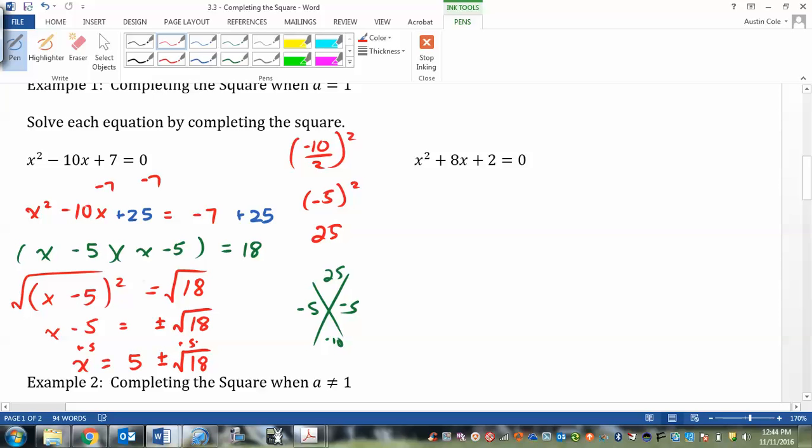Can we simplify the square root of 18? Yes. What's my largest perfect square, Marcus, that's a factor of 18? 9. So I'm going to break this up into the square root of 9 and the square root of 2. What's the square root of 9? 3. So I don't have room to write all that out, so I'm just going to call this 3 square root of 2.